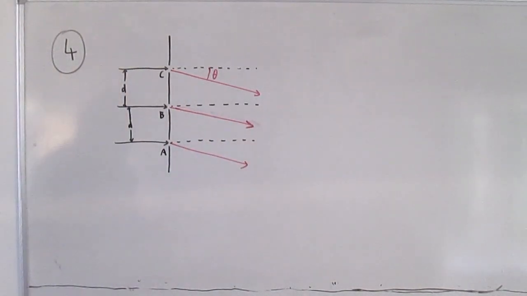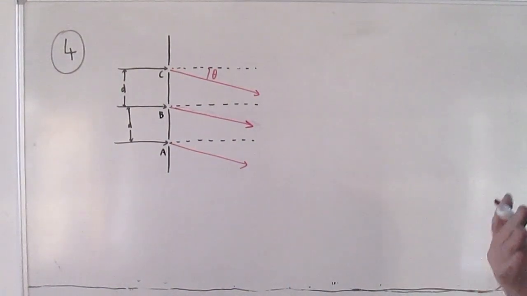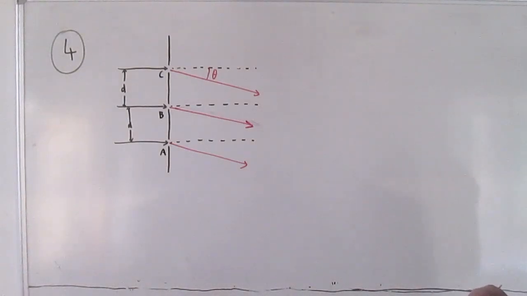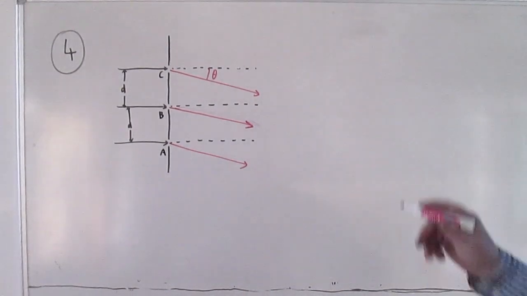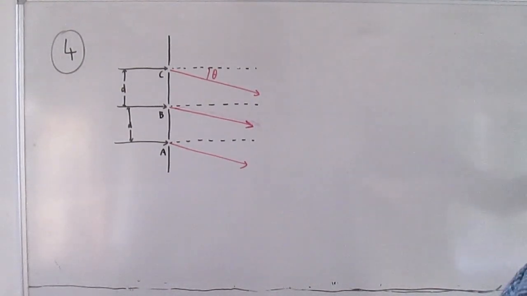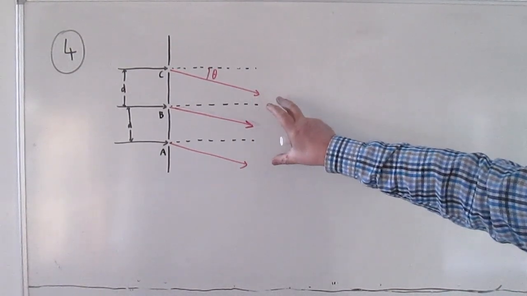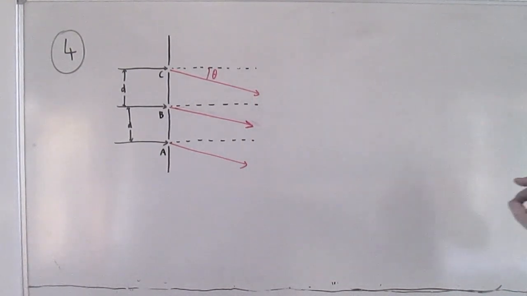Now the thing is, let's think about first of all the first order diffraction, so the first order lines, and then we'll get on to the question which asks about the second order one in a minute. So what you have to imagine is that far away over there is a screen, and these rays are going to converge at a single point on that screen.